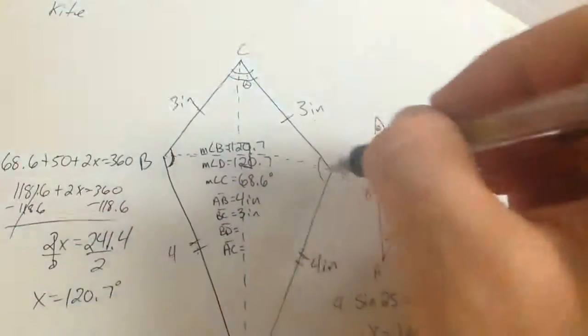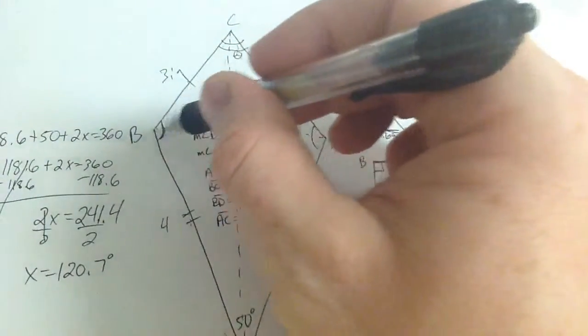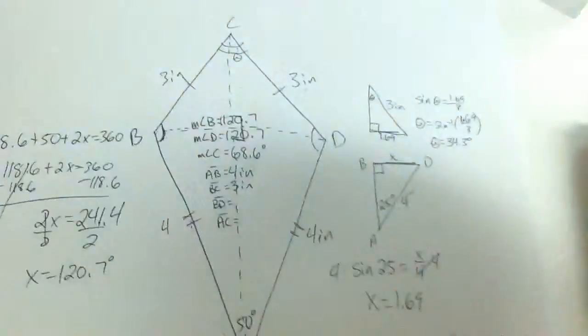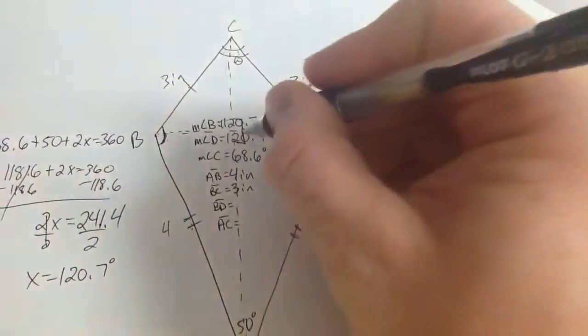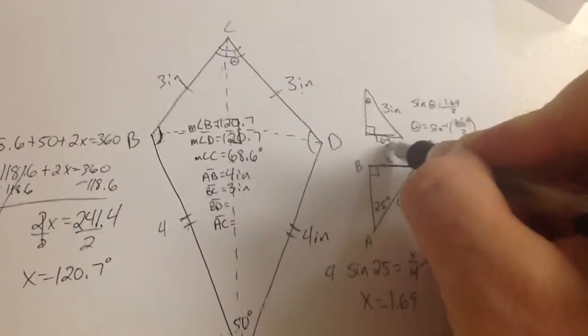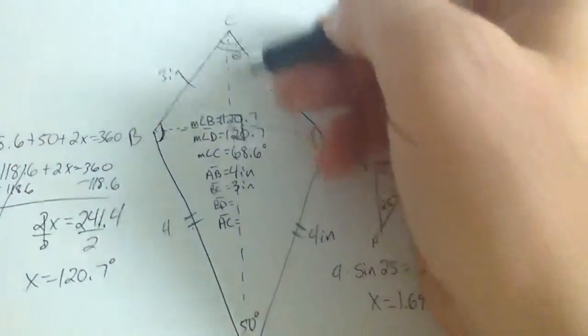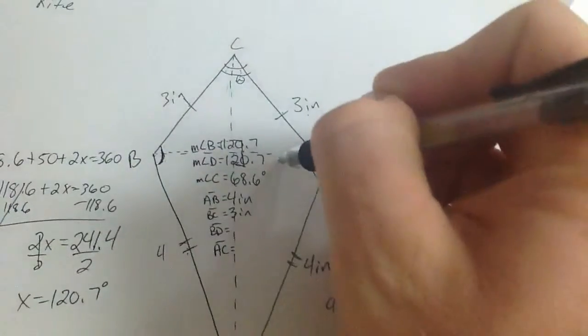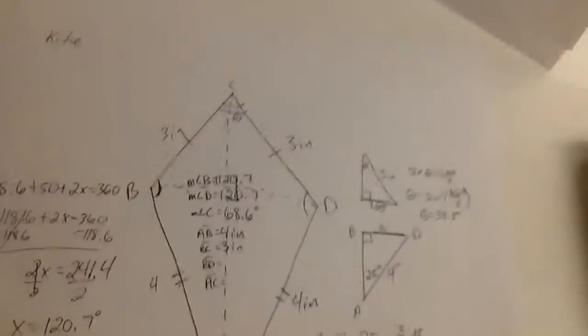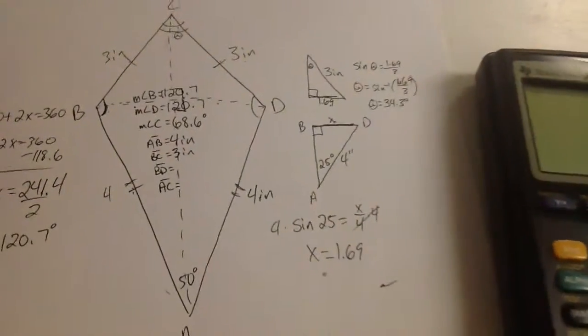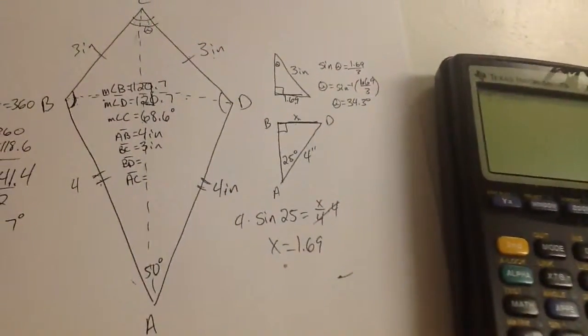Let's see, BD. It wants the measure of the diagonal. How long is the diagonal? Well, we pretty much already did that. Because remember we found this bottom part of that triangle right there, 1.69. Well, remember that diagonal cuts this in half, so if that's 1.69, so is that. 1.69 times 2 should be like 3.38.